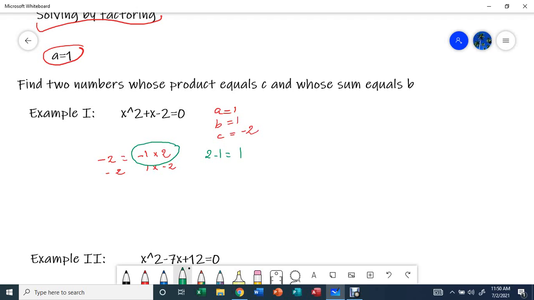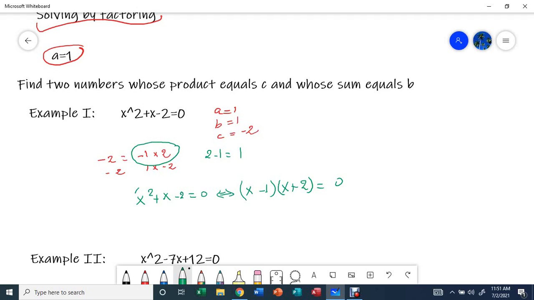So for the two numbers, you multiply them by each other and you get c, you add them together and you get b. Now your equation, x squared plus x minus 2 equals 0, can be factored as x minus 1 times x plus 2. Those are the two numbers that meet the requirement.